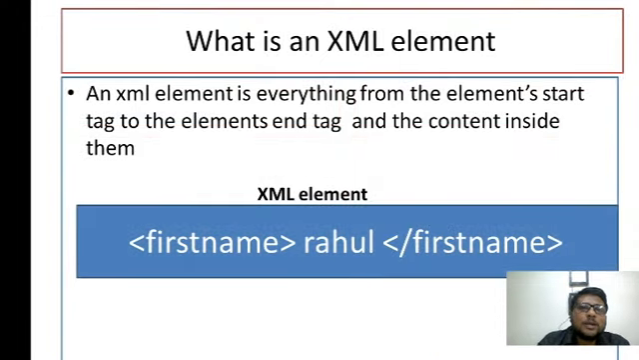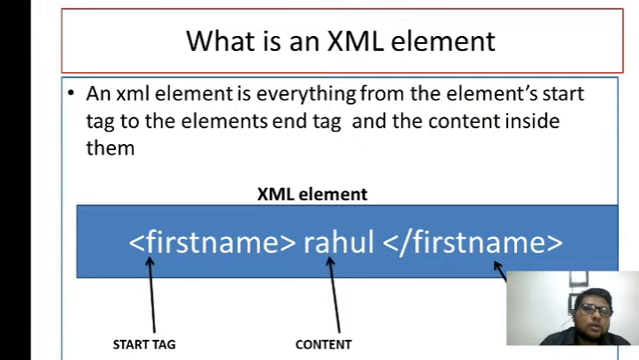Now, what is an XML element? An XML element is everything from the element's start tag to the element's end tag and the content inside them. Look at my code. So this whole thing, the blue colored thing, is the XML element, where first name is the start tag, Rahul is the content, and first name close is the end tag. This everything falls under the XML element.